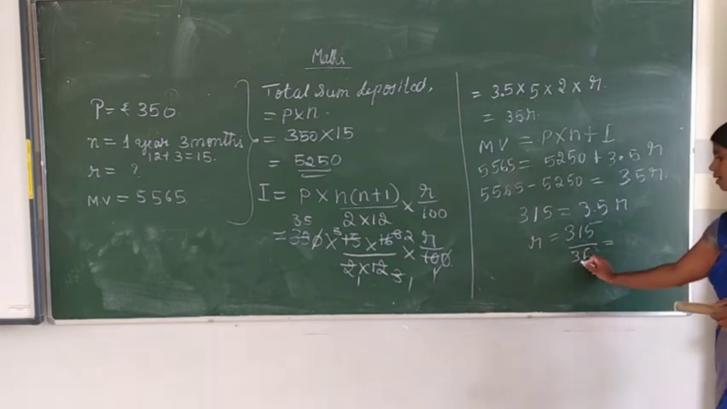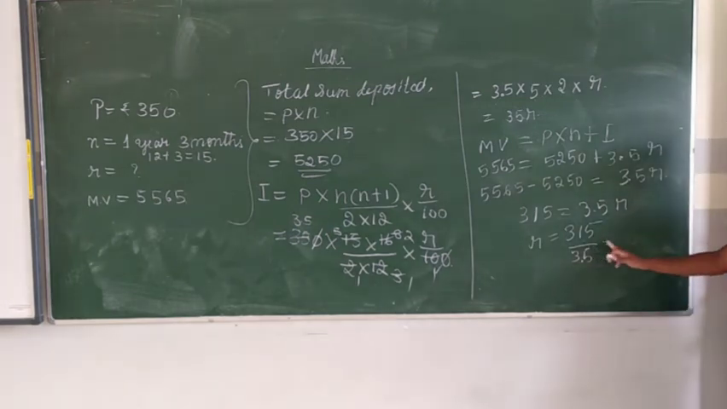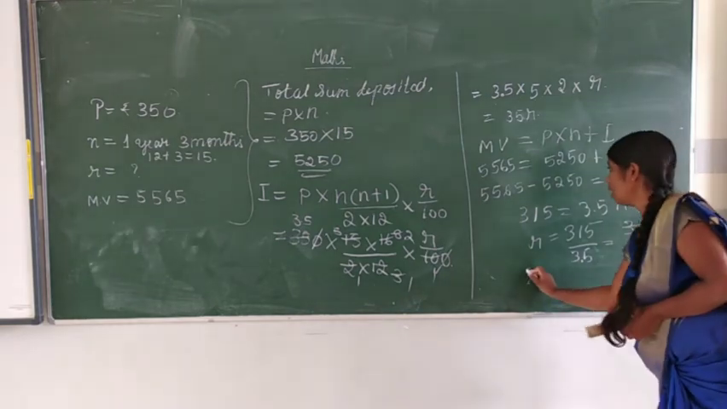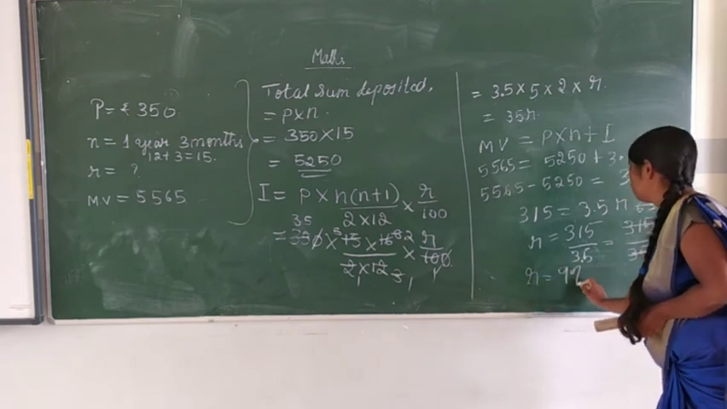Shift the decimal point. So you would get 3150 divided by 35. Then divide by 5. 5 7s are 35, 5 6s are 30. And 1 is 31. 5 3s are 15. And 0. Then 7 1s are 7, 9 7s are 63. And 0. R is equal to 9%.